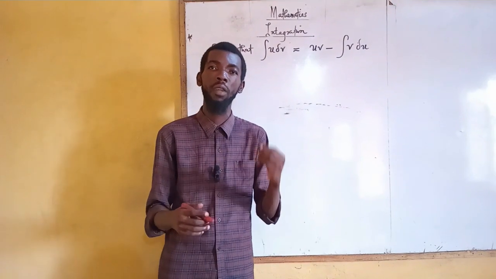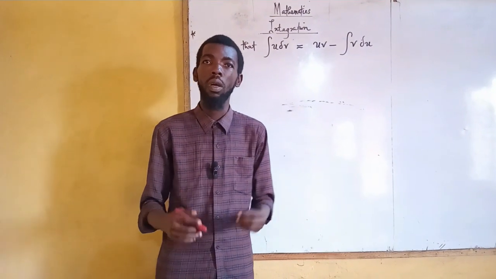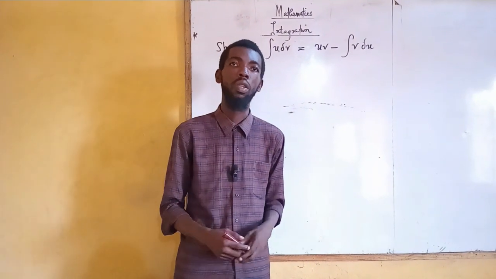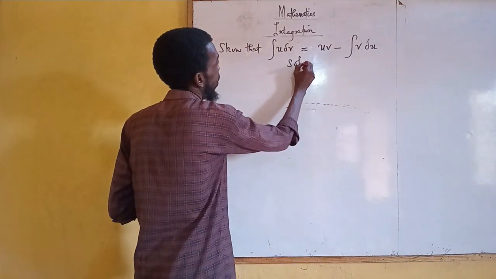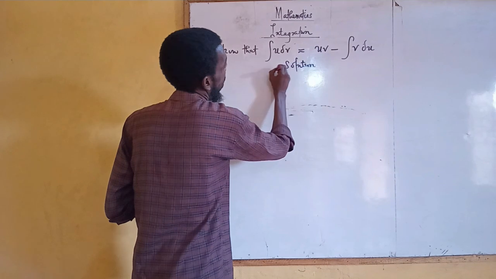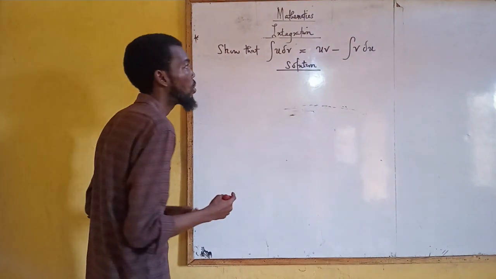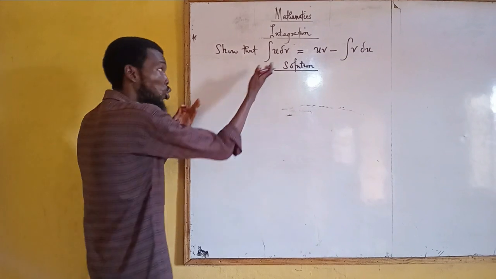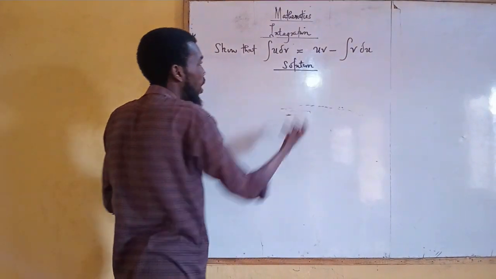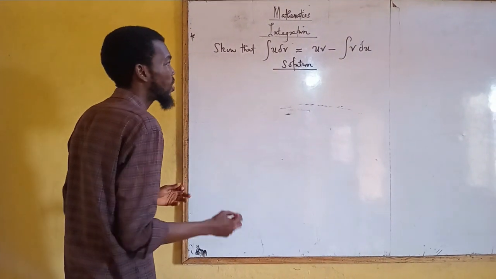I hope you have written all those things down. Now, let's go into the question. Now, we are asked to integrate u dv. We want to show you that this thing is everything here. But how do we get this thing?